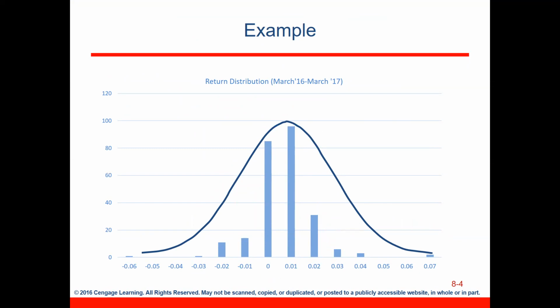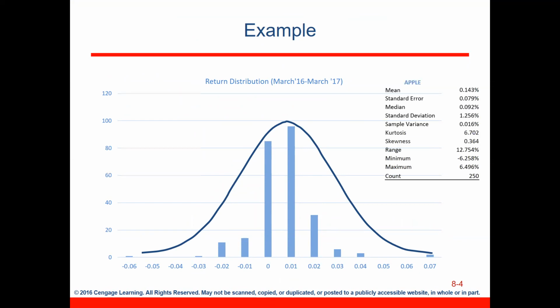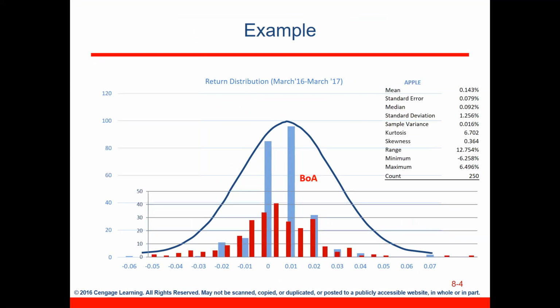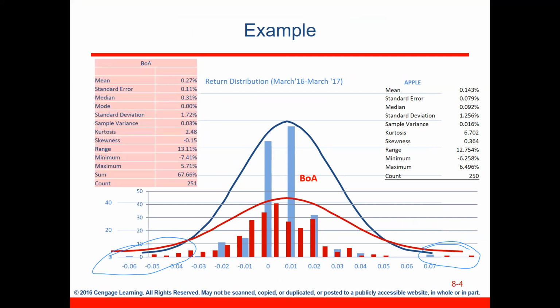But when you look at Bank of America, it's much more dispersed. There is too much deviation from the mean. The mean of Bank of America is 0.27, which is somewhere here, but it deviates too much from the mean. So some of the returns are too high, which is good for us, but some of the returns are too low, which is very bad for us. Does that give you the intuition of standard deviation?